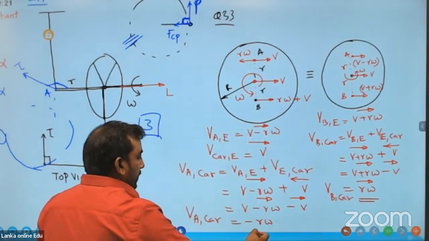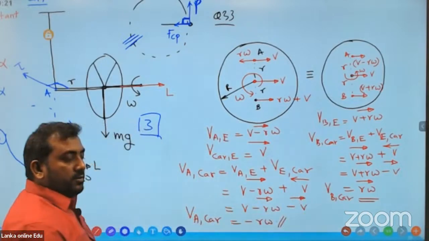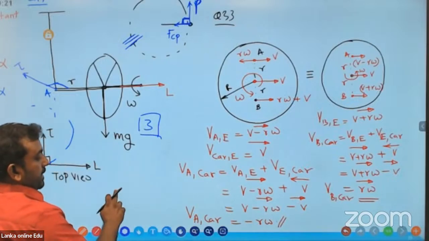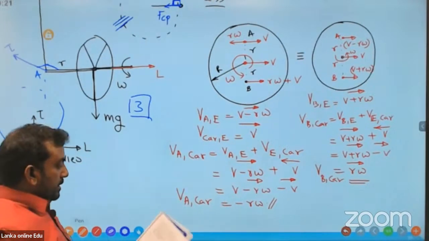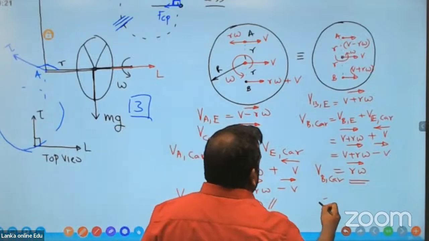So it's always between minus R omega and plus R omega. So minus R omega to plus R omega means the answer is answer number 4.